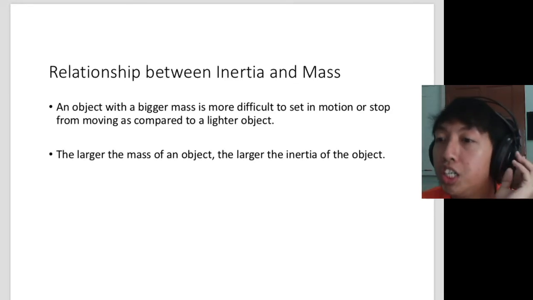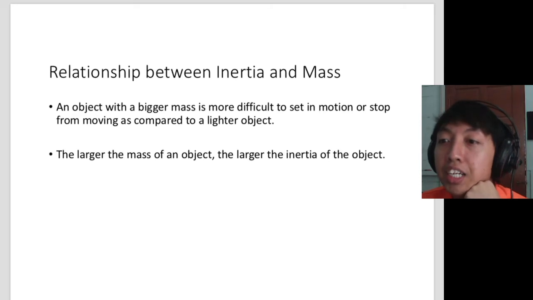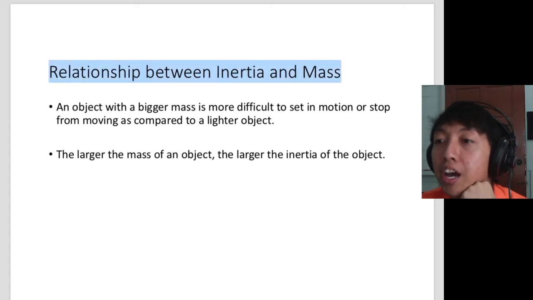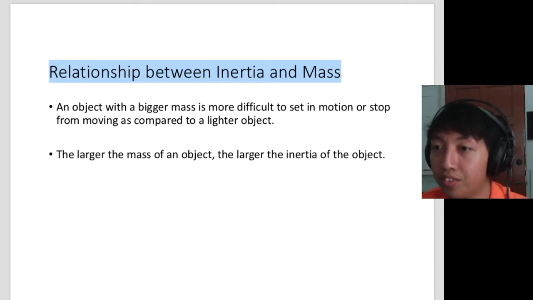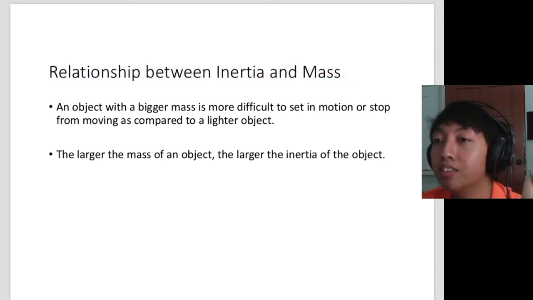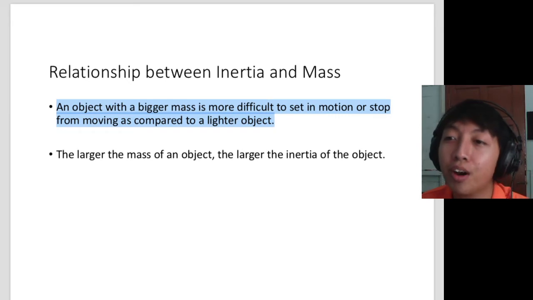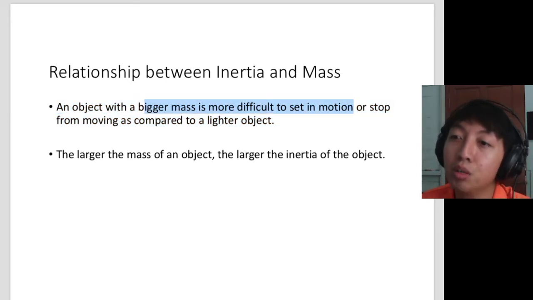Alright, so inertia. Relationship between inertia and mass. So like I said just now, inertia is the tendency of an object to keep moving when it's moving and to keep still when it's still. Now, Logic 101. An object with bigger mass is more difficult to set in motion.